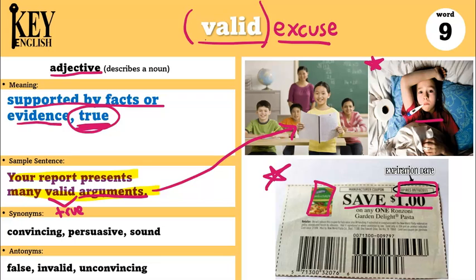Some synonyms are convincing, persuasive, and sound. This sound is not talking about the thing you hear. It just means something that is true or strong. Antonyms are false, invalid, and unconvincing.